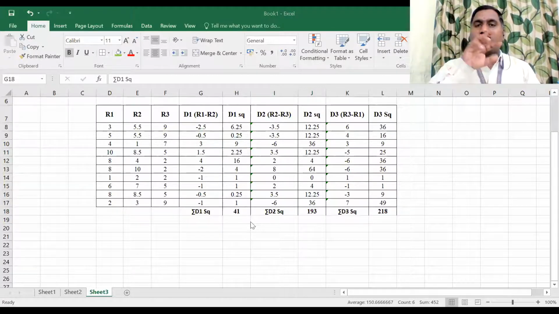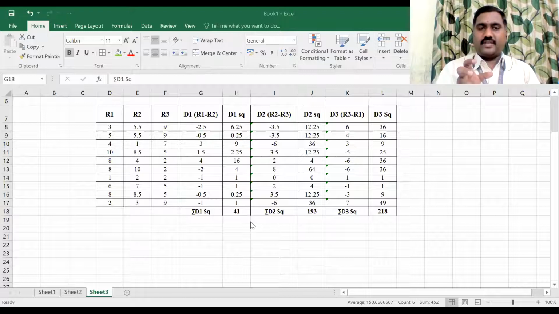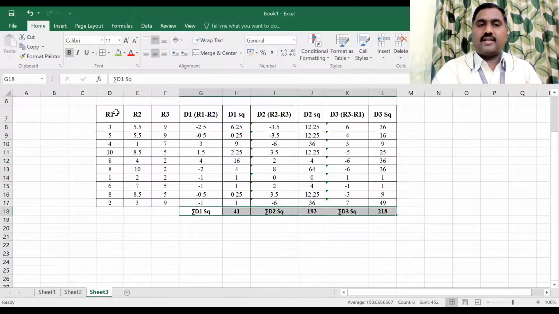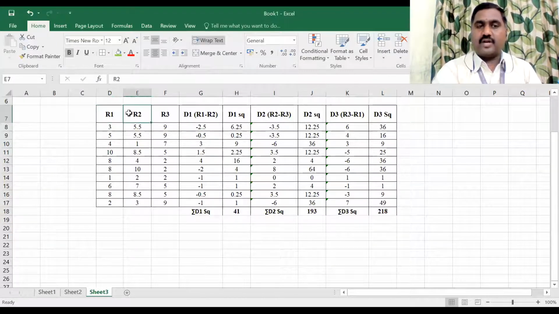We have to find out R12, R21 and R31, right? Now the same procedure you have to follow. First we have to find out R12. That means judges A and judges B, RAB. That means rank correlation of judges A and B we need to find out. So A and B means the rank which was given by judge A and the rank given by judge B, R1, R2.